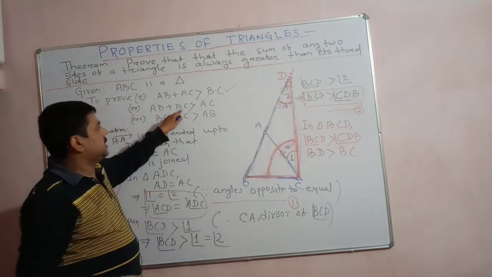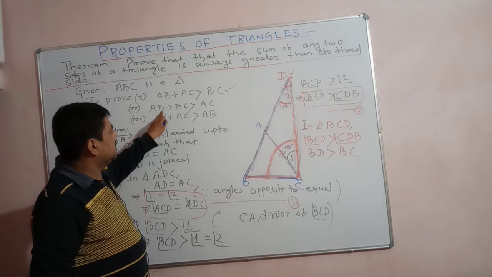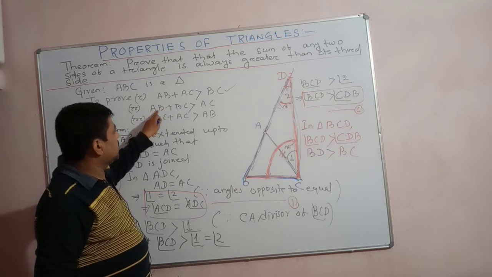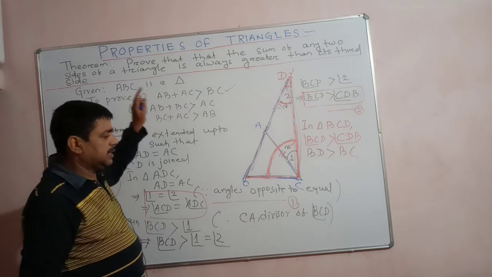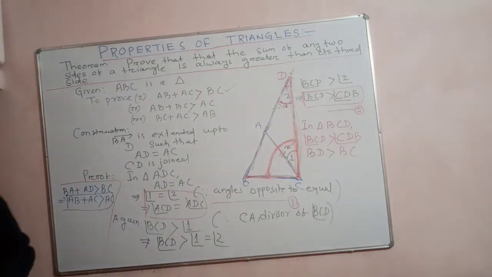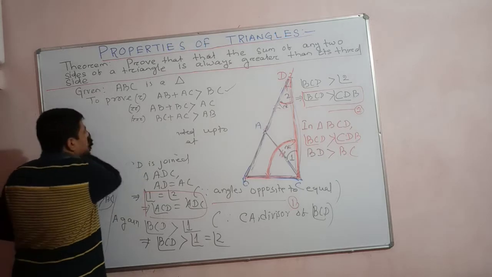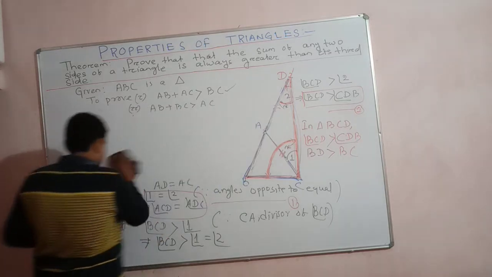Similarly, AB plus BC is greater than AC. AB and BC, the common vertex is B. So one of the sides, AB, is extended at the vertex B. So we can get AB plus BC greater than AC. Can you check? Yes. Okay, this is understood. Let's check it.